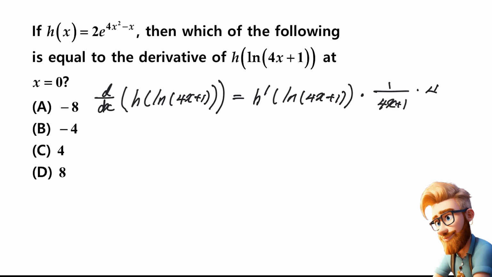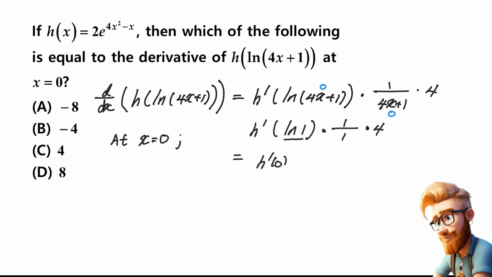Times the derivative of what's inside the parentheses, 4x + 1. Chain rule, times 4. So I'm going to substitute 0 for x. So at x equals 0, we have h prime here, substitute 0 here, 0 here. ln(0 + 1), ln 1, times 1 over 0 + 1, 1, times 4. Right? Okay, so ln 1 is equal to 0, right? So h prime 0 times 1 times 4, times 4.